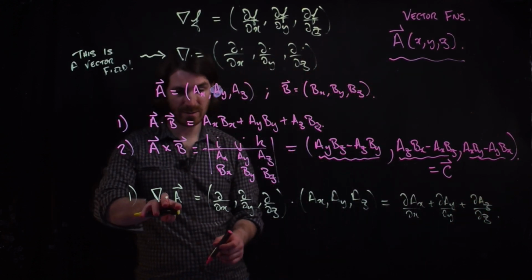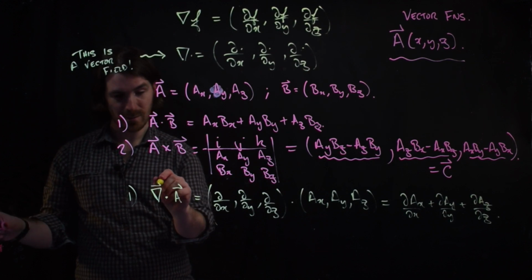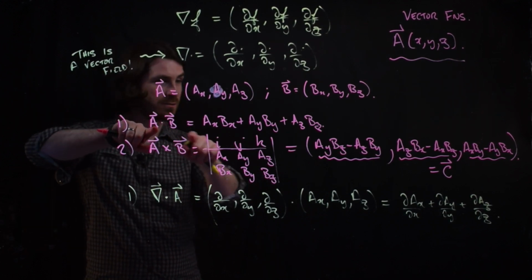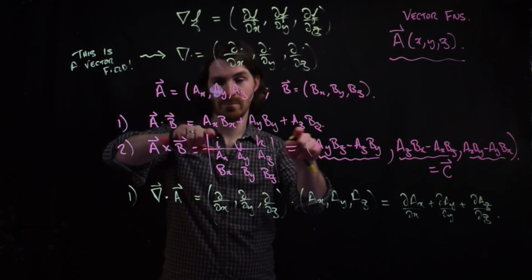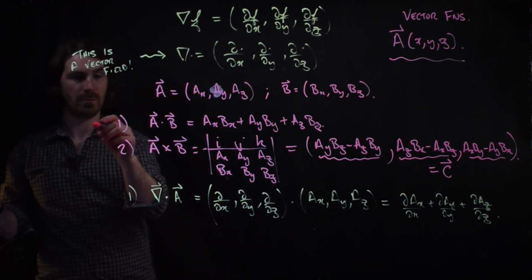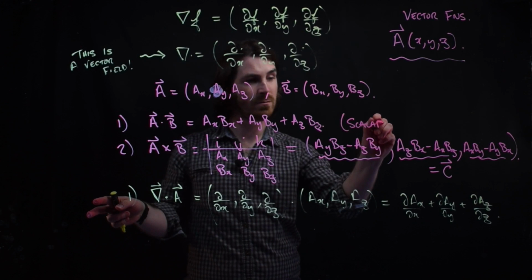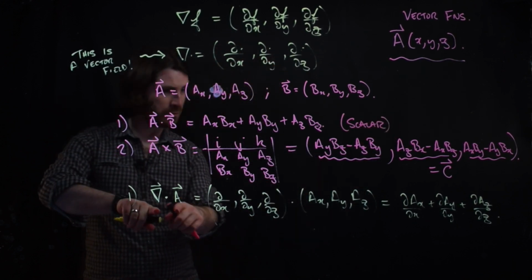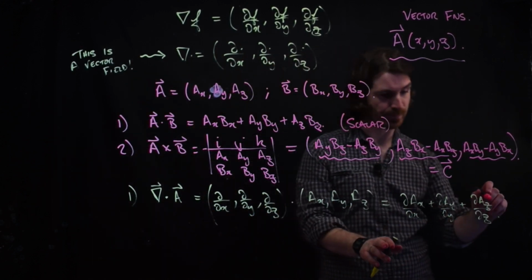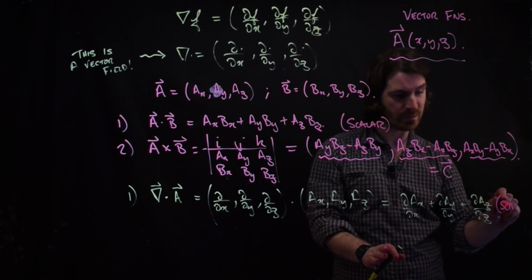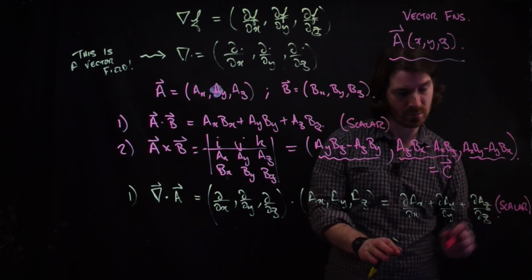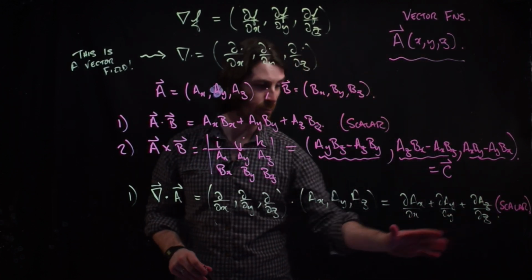And this thing, just like before, two vectors gives you a scalar. So this is a scalar result. Two vectors gives you a scalar. It's just a number.